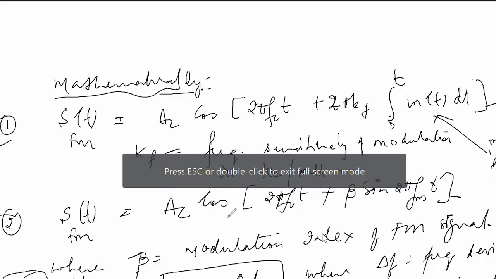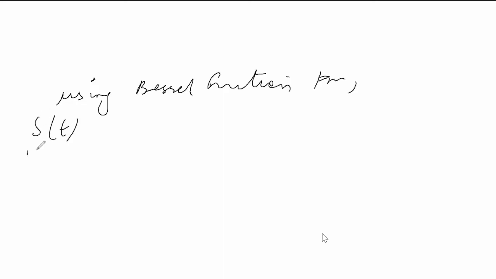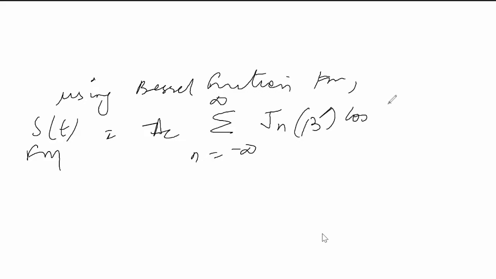The third expression that we are aware of is using the Bessel function. Using Bessel function, again we have another expression of FM. So S of t for FM using Bessel function is nothing but AC into summation n equal to minus infinity to plus infinity Jn beta into cos of 2 pi Fc plus n FM of t. So this is the third equation using Bessel function.